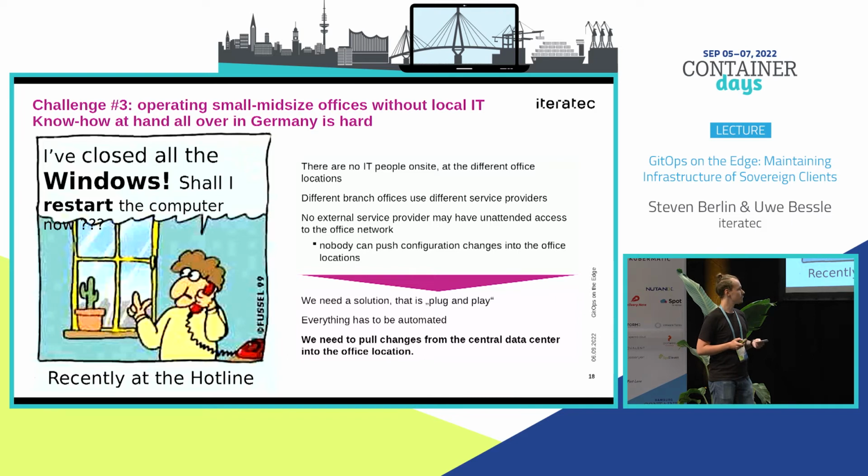And what this means is we need to have solutions in place that are plug and play, because the provider should only set up something, turn a switch on, and everything works out of the box. So this is another constraint we need to address. Automation is key here. And what this may lead to is that we need to pull changes for the infrastructure that has been set up from the central data center into the office location where operation is actually done.